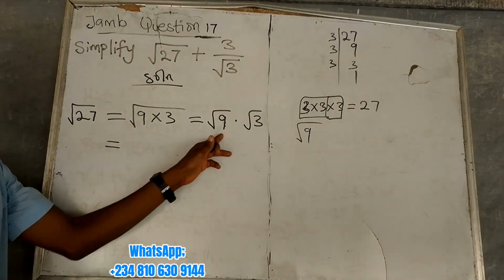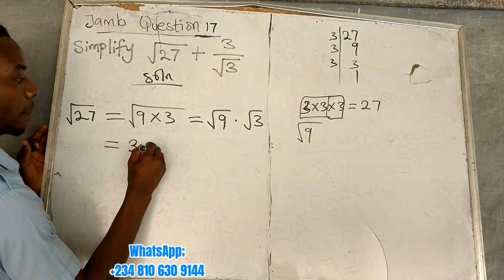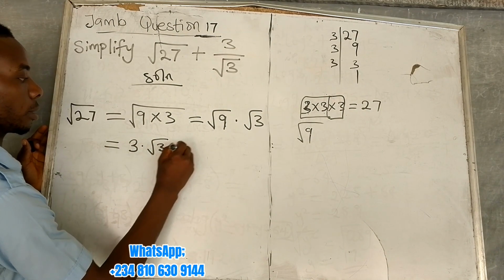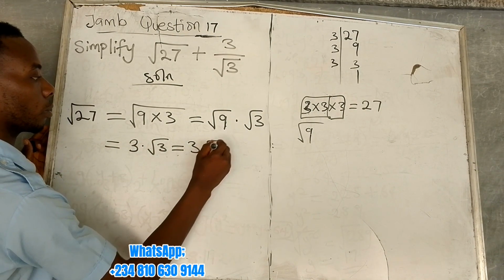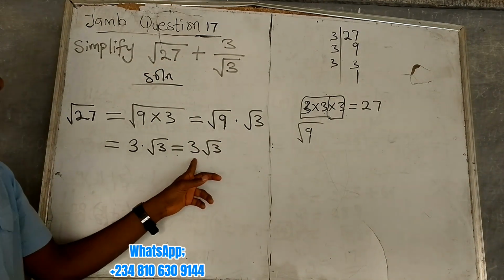Now, what is the square root of 9? It's 3, multiplied by the square root of 3, which is equal to 3 root 3. Right? That is for this. We have gotten 3 root 3.